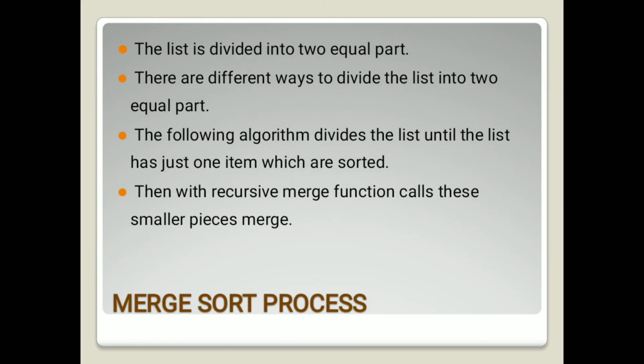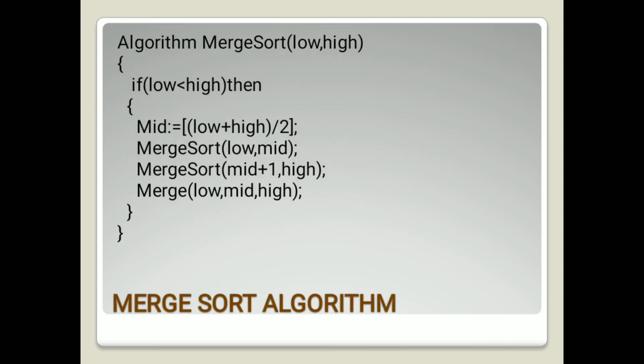The list is divided into two equal parts. There are different ways to divide the list into two equal parts. The following algorithm divides the list until the list has just one item, which is sorted. Then, with recursive merge function calls, these smaller pieces are merged. In this case, the list is already sorted.